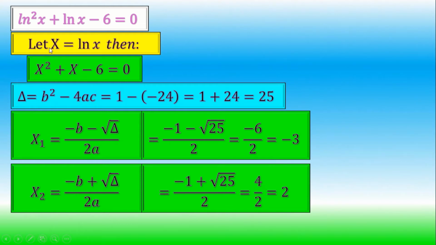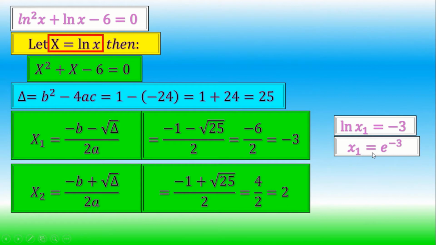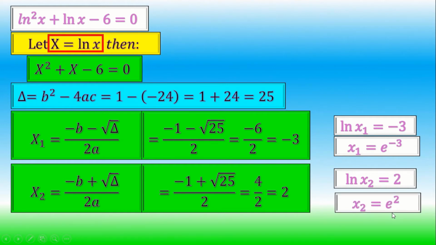But note we have just taken that X equal ln small x. So for X1 equals minus 3, we can say that ln small x1 is equal to minus 3. So we can say that x1 is equal to exponential minus 3. This is the first root. What about the second? Also we have X2 equals 2. But we have X equal ln small x. So we can say that ln x2 is equal to 2, then x2 is equal to exponential 2.